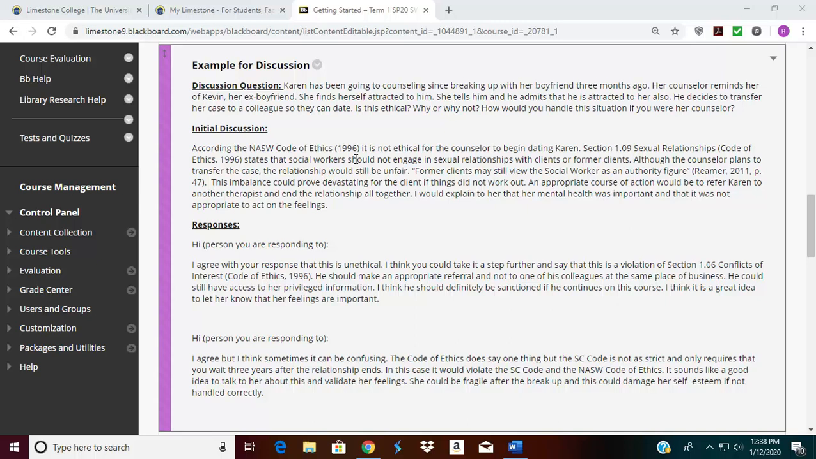And so this person's saying that it's not ethical for a counselor to begin dating, under section 1.9, which talks about sexual relationships under the Code of Ethics. So this person tells me why it's not ethical, and then they provided me with a resource to prove that it's not ethically sound. This is what I mean when you need to provide me with a reference. Now I will probably post another example of a student reference later on for you to see exactly how it should be. But this is what I'm looking for when you post your discussion.